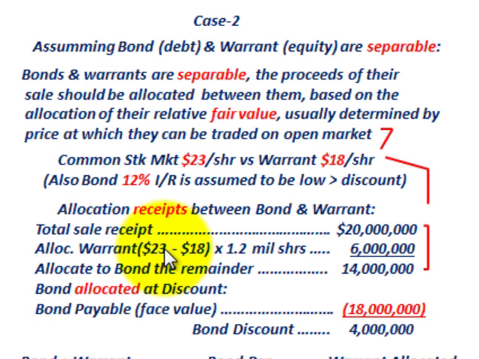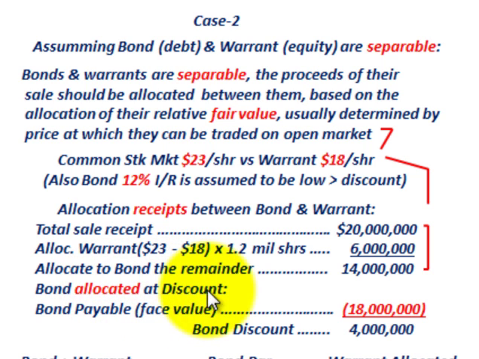Market value is $23 per share of common stock, less the amount at which they can purchase that common stock, $18. That difference times the 1.2 million shares of common stock for those warrants gives us the amount allocated to the warrant of $6 million. So we've got total receipts of $20 million, $6 million go to the warrants, so the remainder would be allocated to the bond, in this case $14 million.